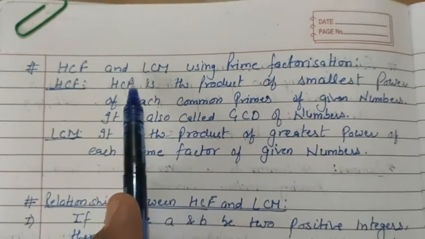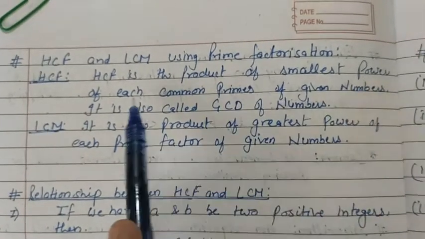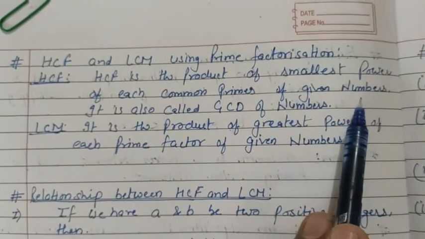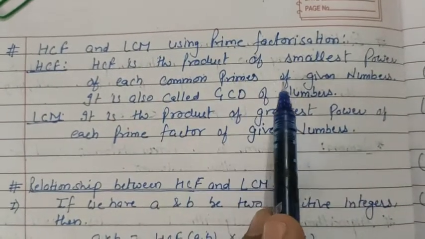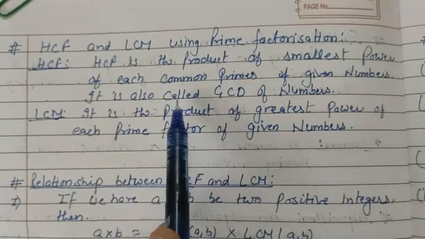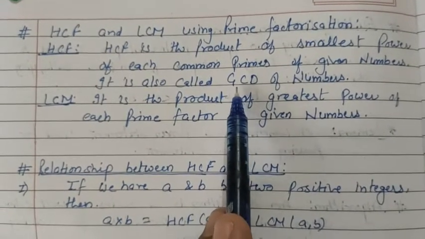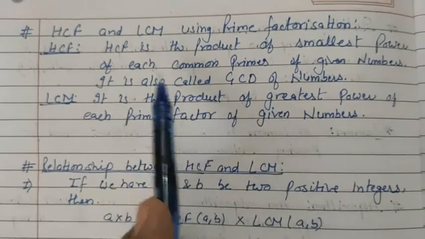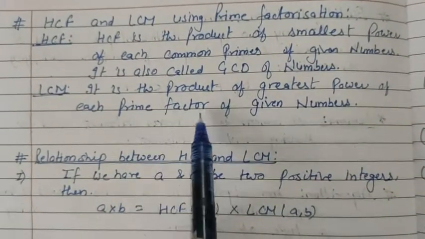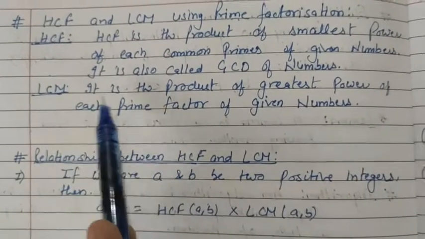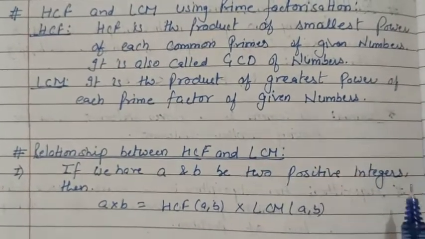Next one, the HCF and LCM using prime factorization. HCF is the product of the smallest power of each common prime of the given numbers. It is also called the GCD of numbers, the greatest common divisor. So the greatest common divisor is nothing but the HCF of the given numbers. LCM is the product of the greatest power of each prime factor of the given numbers.